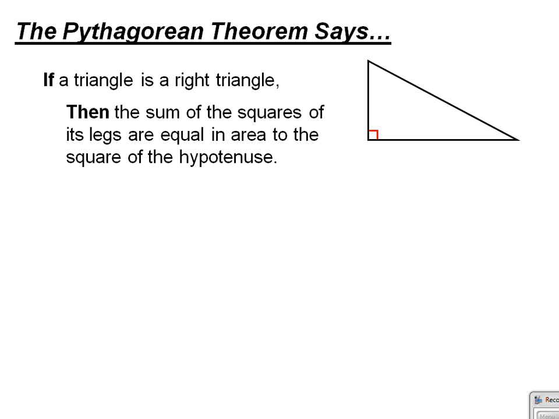In other words, if we were to label this triangle's legs as length A and B and its hypotenuse length C, then a squared plus b squared equals c squared. As long as the triangle is a right triangle, then this equation holds true.